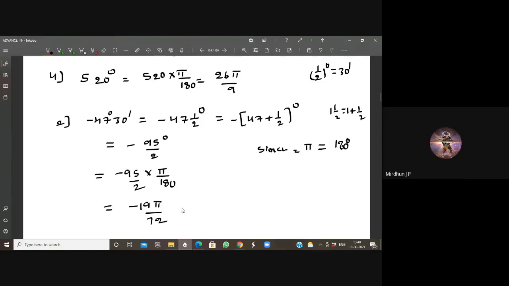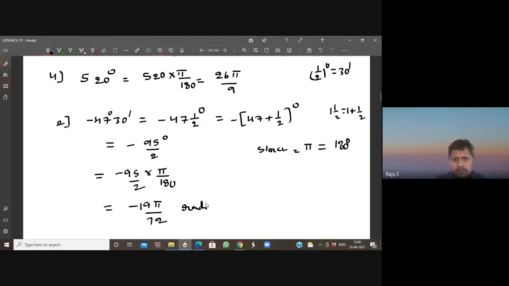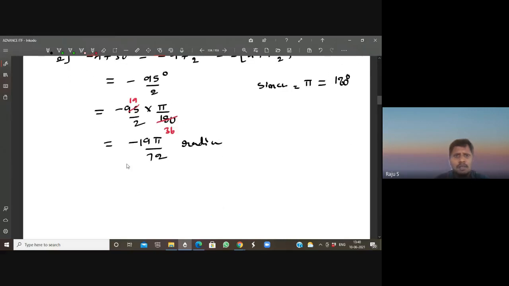72 pi by 2, sir, radians. Is it clear, students? 5 table. Yes, sir. 5. 19, sir. 5. 36, sir. Like that. So this is the required radian.